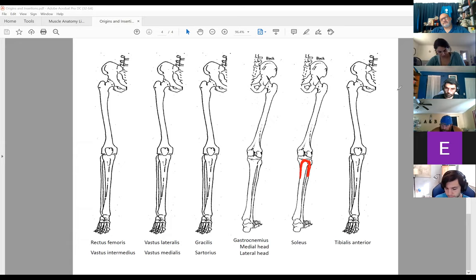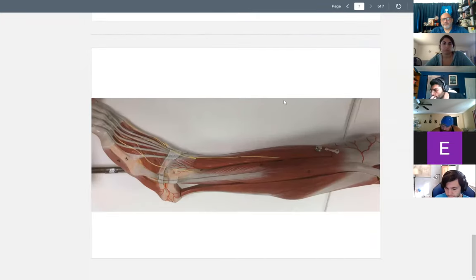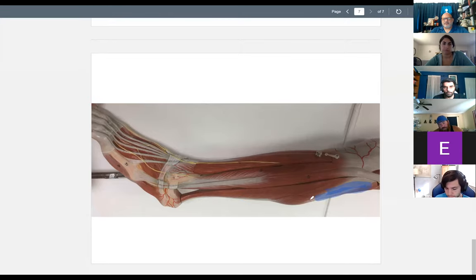And where does it insert? In the calcaneus. Yeah, it actually also inserts using the Achilles tendon. In fact, I think, let me cheat and see if we have it here. Well, let's just look together. There we go. Perfect. If you look closely, and again, this isn't necessarily the view I would use on the exam, but what we see right here is this superficial gastrocnemius on top and connecting to the Achilles tendon down here.